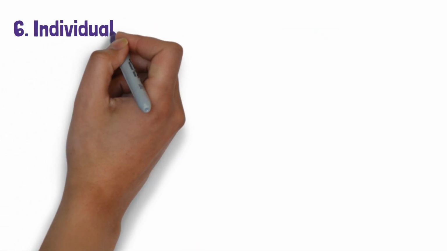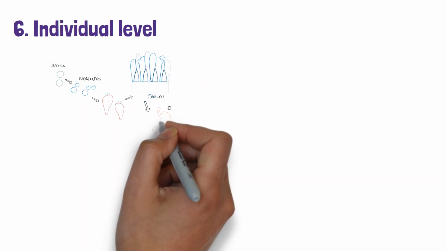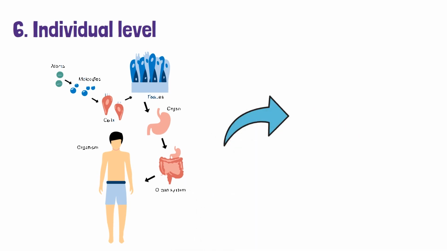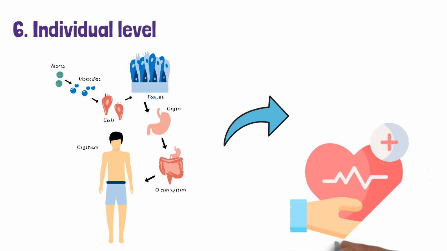Individual level. At this level, different organs and organ systems are organized within an individual organism. The functions, processes, and activities of these organs and organ systems are coordinated to sustain life.